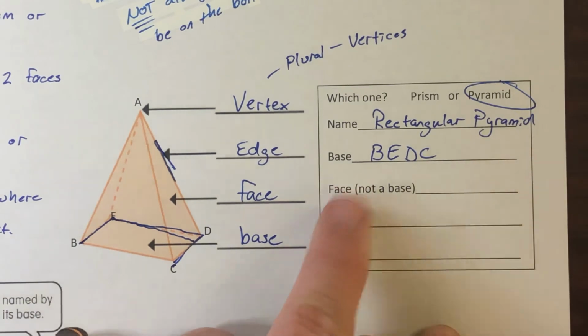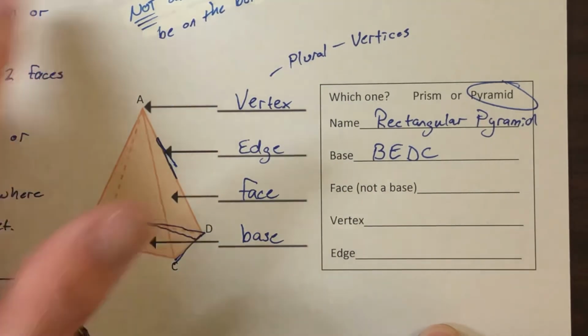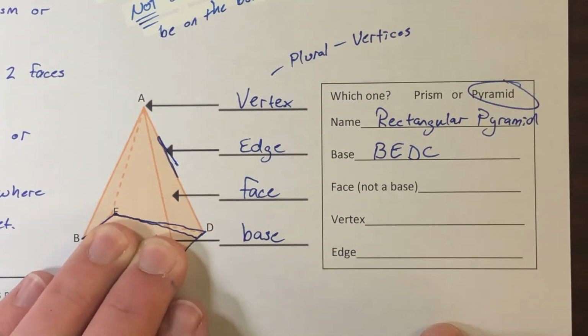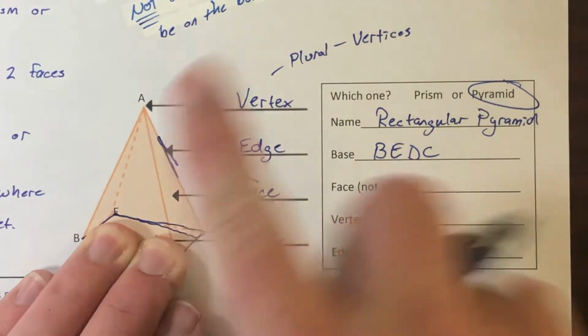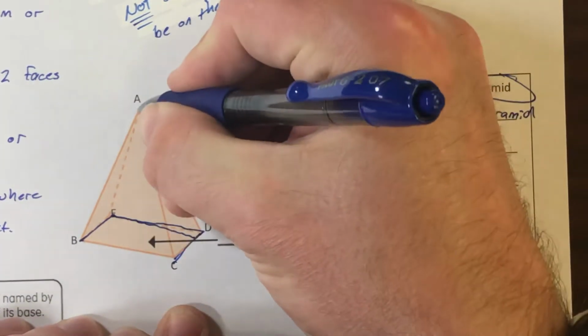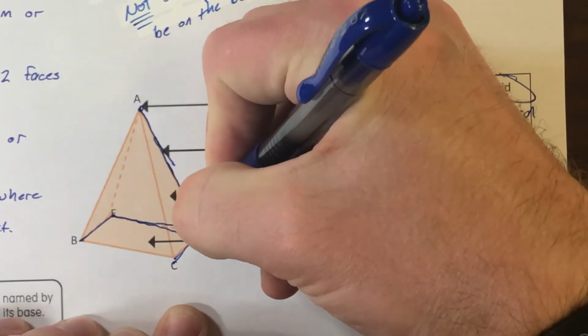All right, next, a face that's not a base. So remember, all surfaces are faces, but I essentially want a face that's not on the bottom. So I want one of the triangles. Let's go with the triangle it's pointing to. Let's start at the top. A, D, C.